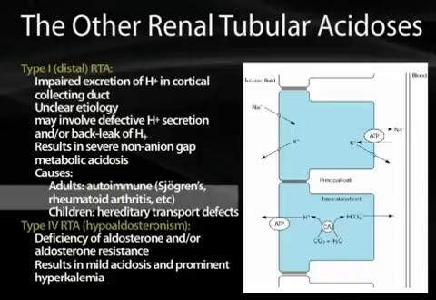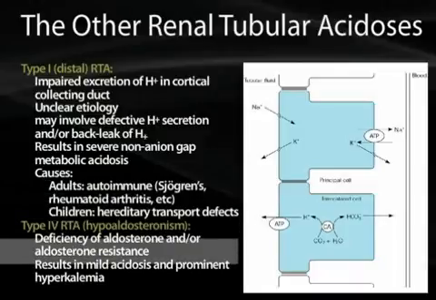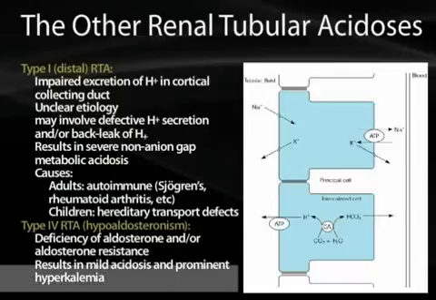Type 4 RTA is another example of a distal renal tubular acidosis. In type 4 RTA, the primary defect is low aldosterone activity, or hypoaldosteronism. Because of a deficiency of aldosterone or aldosterone resistance, there is decreased acid excretion. Also, because of impaired sodium reabsorption, there is decreased potassium excretion, and the manifestation is hyperkalemia.